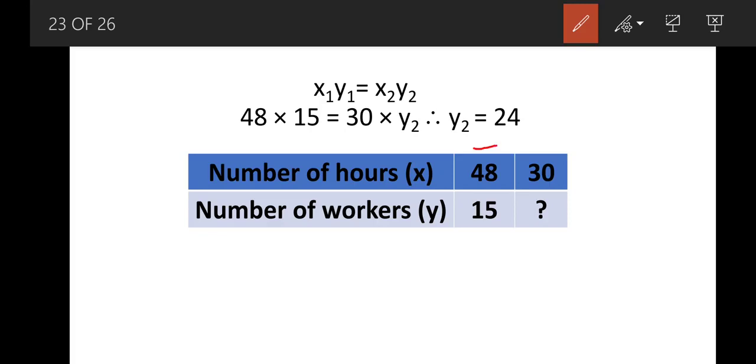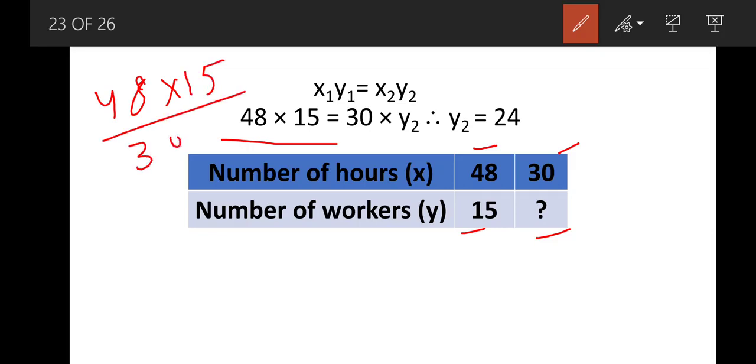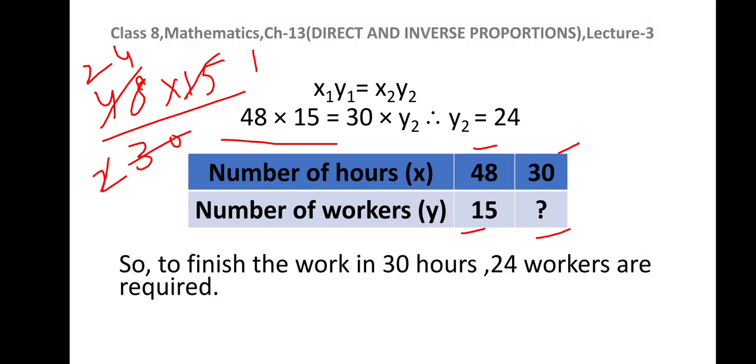So this is x1, this is y1, this is x2, this is y2. Putting the values, 48 into 15 divided by 30, you can get the answer as 24. So to finish the work in 30 hours, 24 workers are required. Earlier, 15 workers were required, but now if I need to complete the work in less time, I need to have more workers. So 24 workers will be required to finish the work in 30 hours.